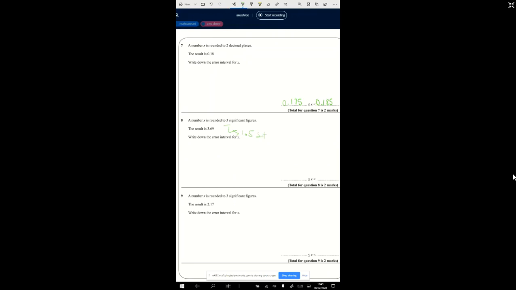Question 8: a number x is rounded to three significant figures. The result is 3.69. Write down the error interval for x. So it's three significant figures, then wouldn't you half the 3, which gives you 1.5? No, why do you have to half it? I don't understand. You just have to find its lower and upper bound, simple.